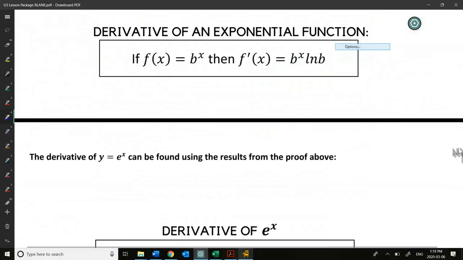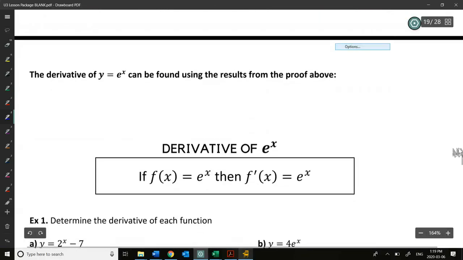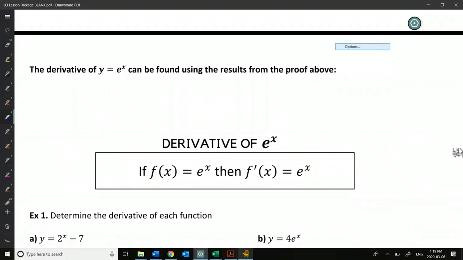Okay, so the derivative of e to the x kind of follows from the proof above. e we know is just a number. So if I try to find dy over dx, we know the derivative of any base b to the x, we get back b to the x.